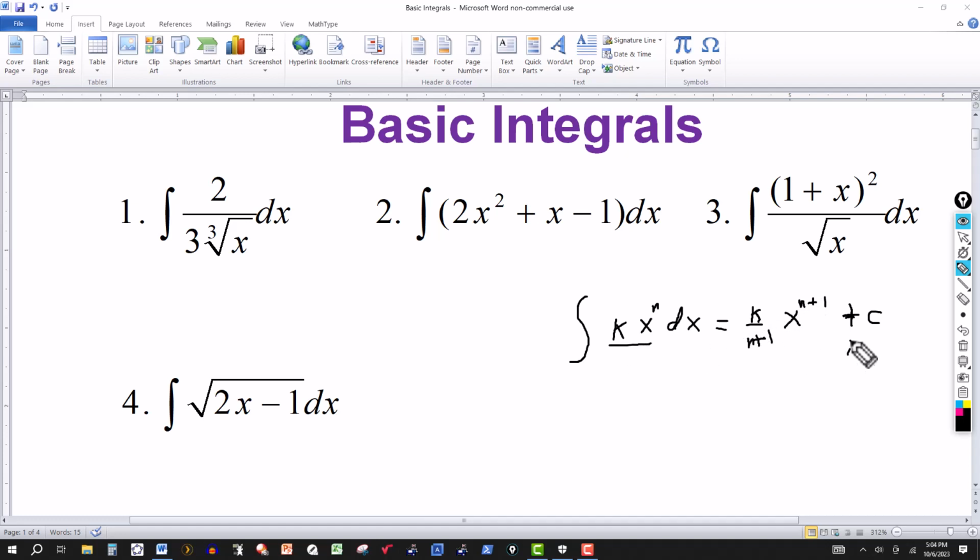Now the condition here, of course, is that n cannot equal negative 1. Because negative 1 plus 1 is 0, that's undefined. So when you have x to the negative 1, or let's just call it 1 over x, you have a special formula for that case, and that's the natural log of the absolute value of x plus the constant of integration.